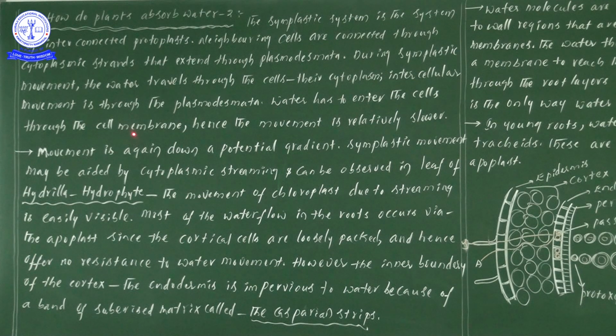Means here the answer is there. Once you see, water has to enter the cell through the cell membrane, hence the movement is relatively slower than the next one. So here one reason the author has given: water has to enter through the cell membrane, and within the liquid, that is, through the cytoplasm, water has to pass. That's why, in comparison to the apoplastic movement, symplastic movement is relatively slower.